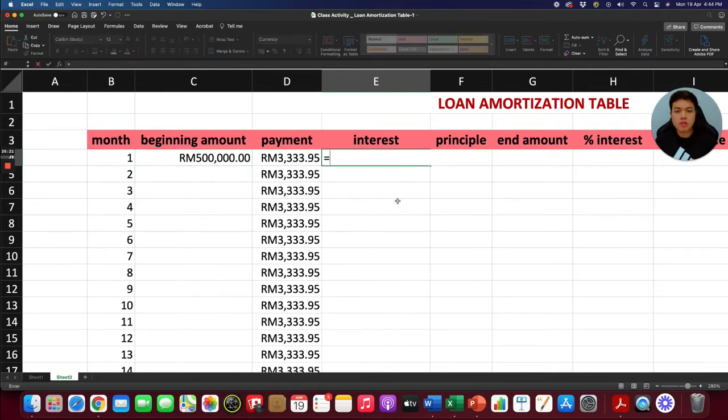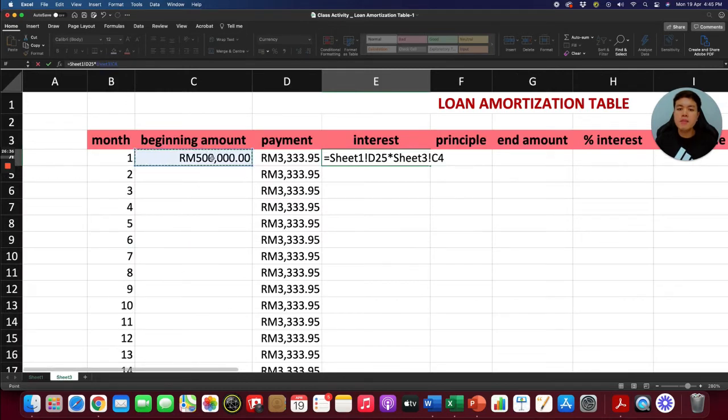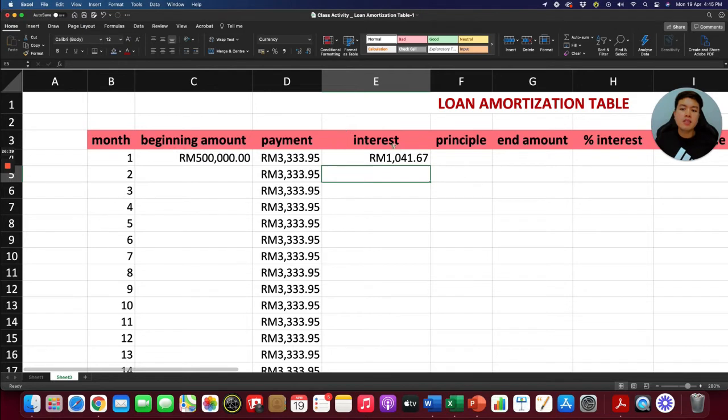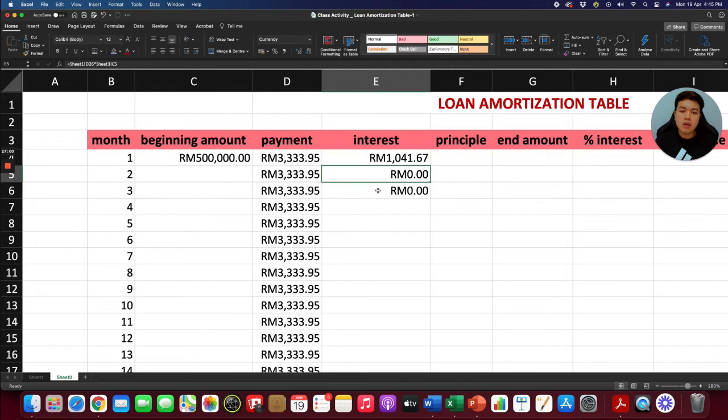So one more time, if I want to show you: equal sign, interest 0.0020833 here, and then shift star, you times with, you click the beginning amount, and then click enter. So that's your interest for the first month. But if you drag, you'll notice that it becomes 0. Why? Because if you double click, it becomes D26 here, because it goes down. When you click this one also, 327, because it goes down.